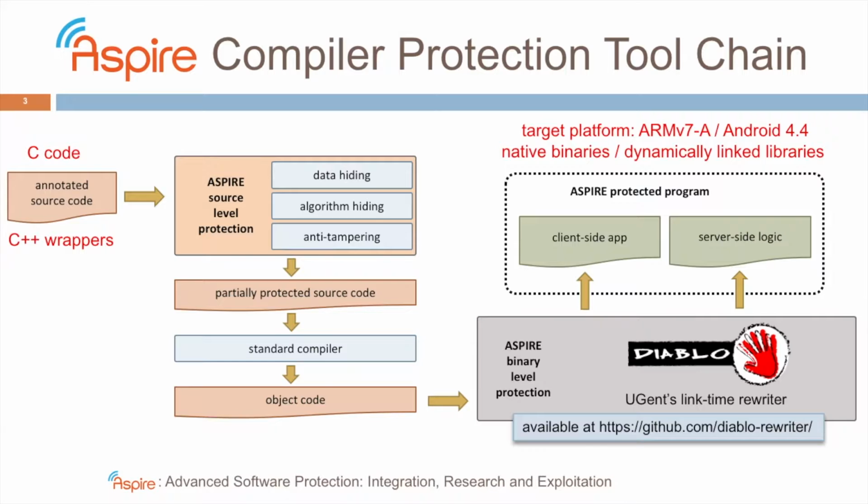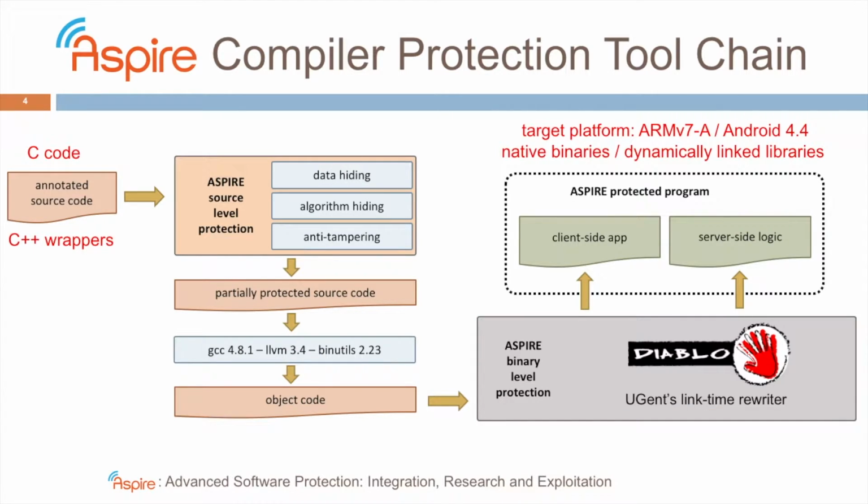Now, to compile the source code into object code that is passed to Diablo, we rely on standard compilers. In this project, we support GCC 4.8.1, LLVM 3.4, and binutils 2.23. Those were the versions of those tools that were available at the start of the project. Now, unfortunately, the standard versions of these tools cannot be used as is. The problem is that the code they generate can be handled by Diablo, but Diablo lacks sufficient information to handle that code conservatively and to ensure that the rewriting of the binary code is done correctly. We have to make sure that these tools produce enough information for Diablo.